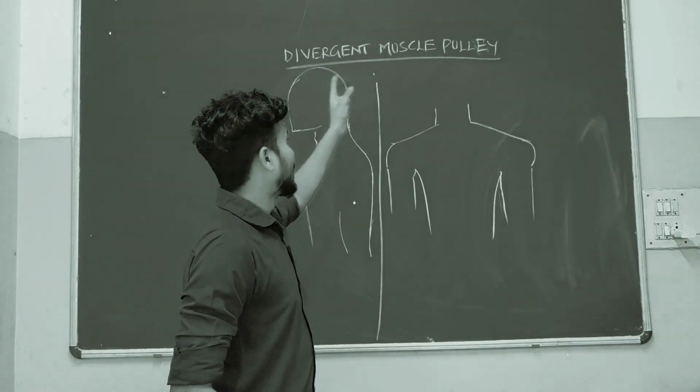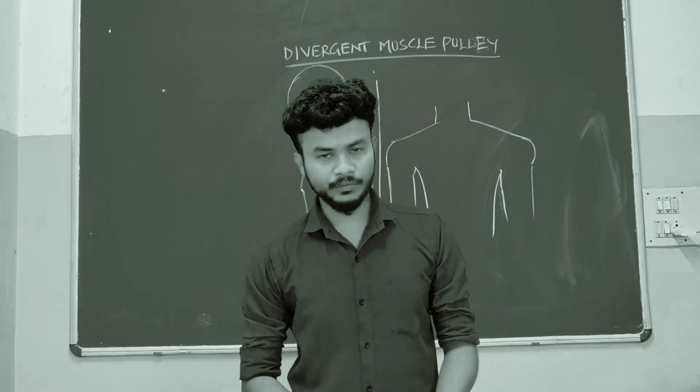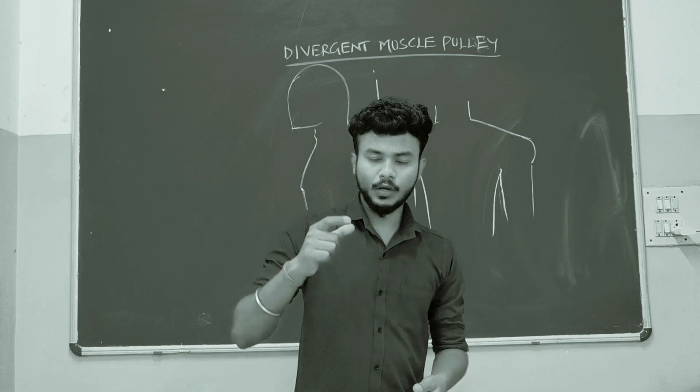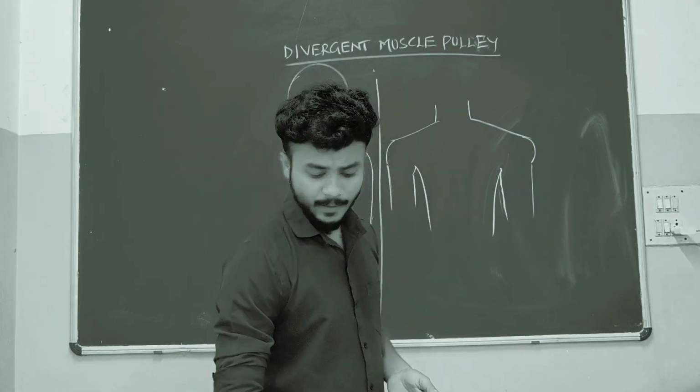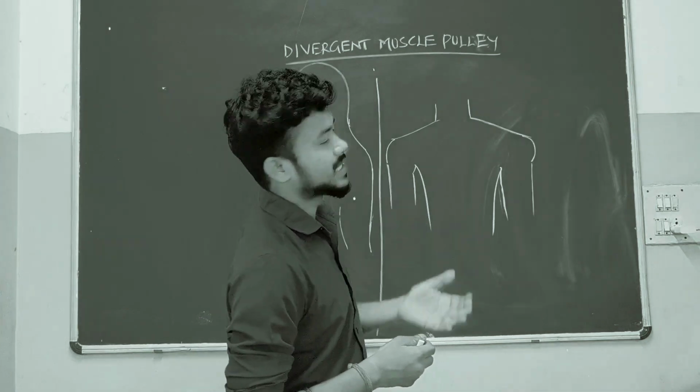Today's topic is the concept of the divergent muscle pulley. We know what a concurrent force system is. We know what total muscle force is. Now we are going to see what this divergent muscle pulley is.